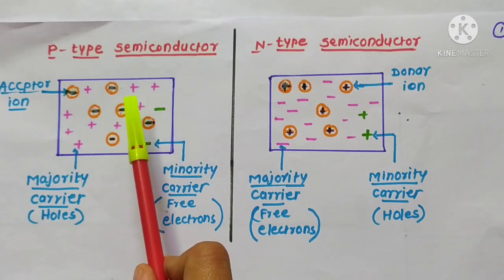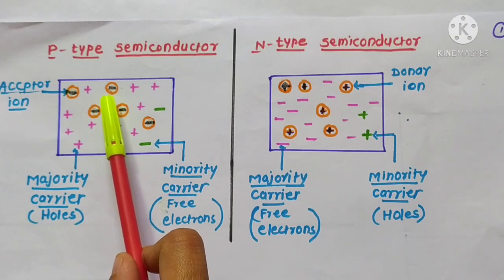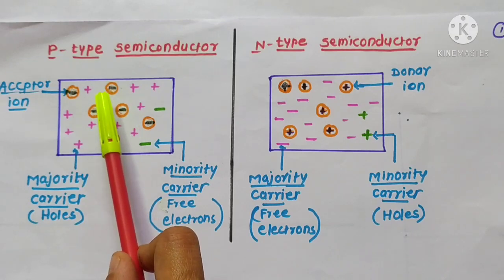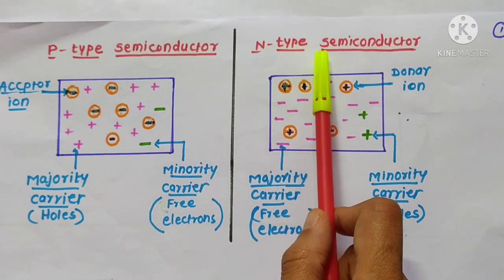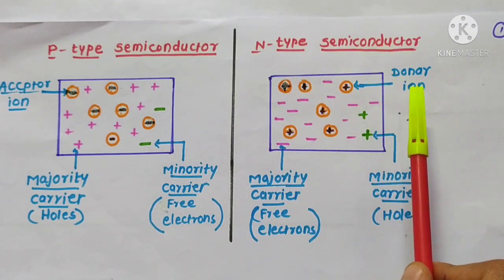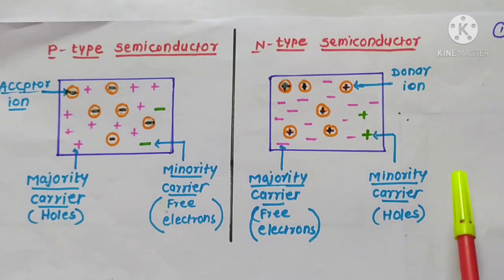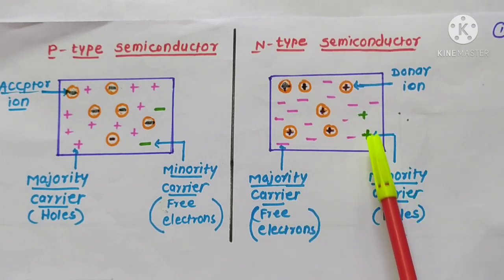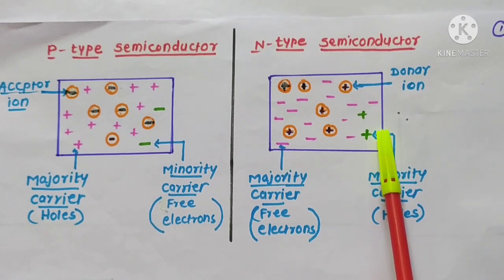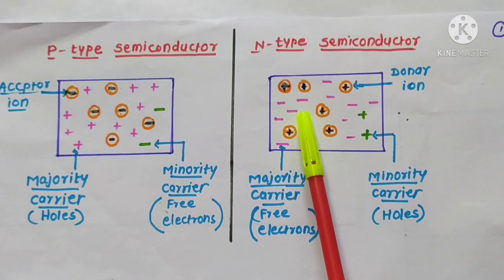As we know, in p-type semiconductor the trivalent atom creates a hole, therefore it is called an acceptor atom, and in n-type semiconductor the pentavalent atom gives an electron, therefore it is called a donor atom. Okay students, and here in n-type, holes are minority charge carriers because they are less in number, while free electrons are majority charge carriers, they are large in number.